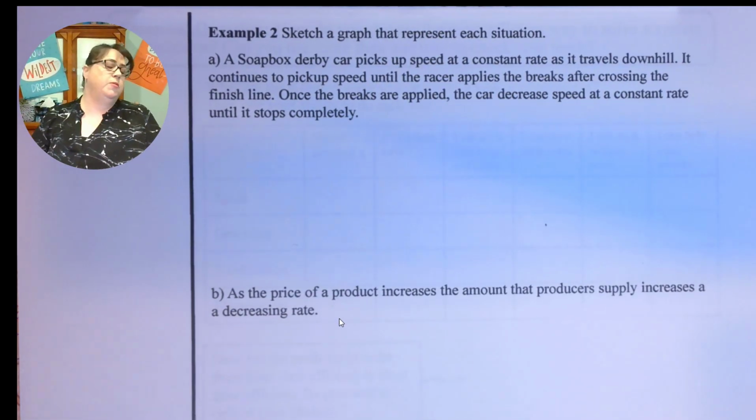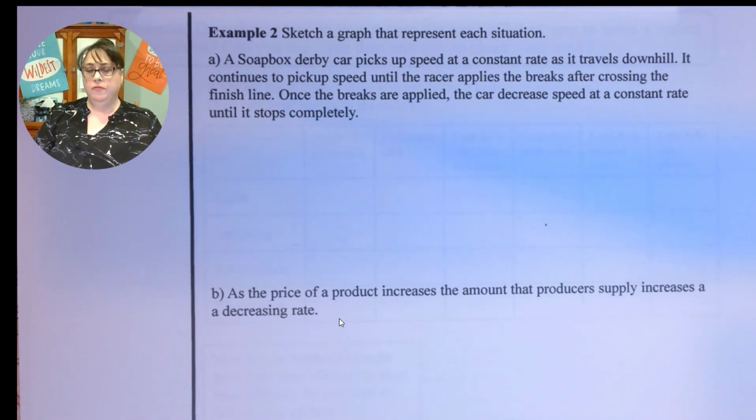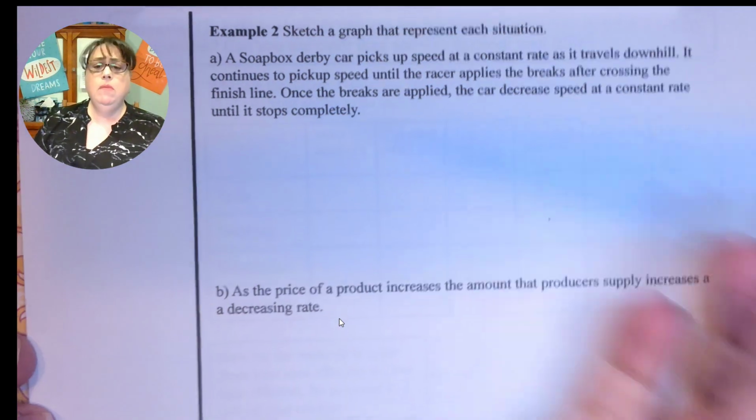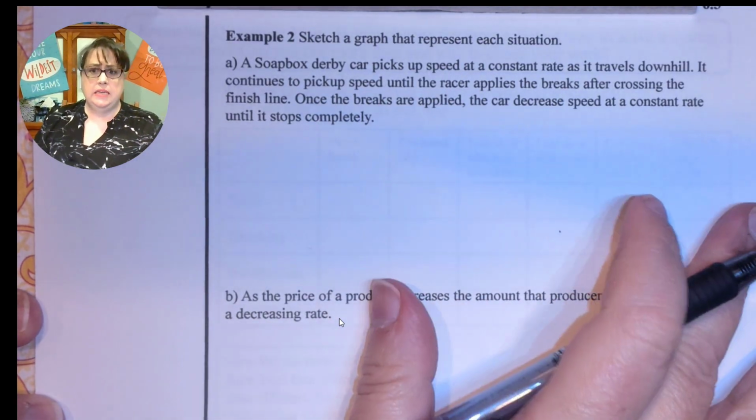So in these next two examples, what we're going to be doing is making the graph that goes along with the words. I'm actually going to challenge you to make that graph before I do. But let's get the axes set up.